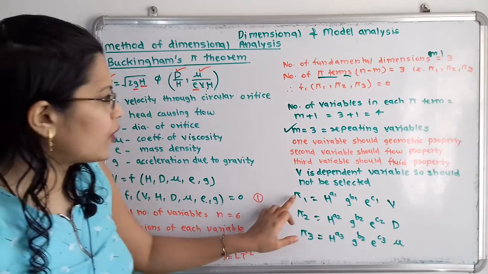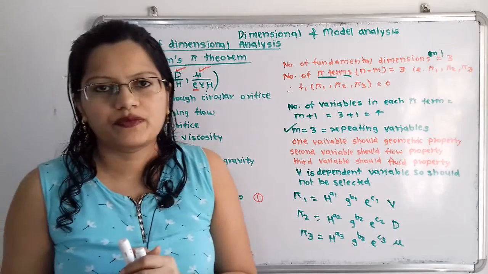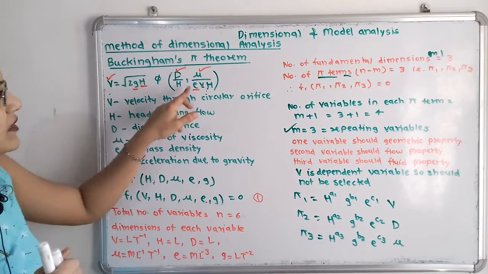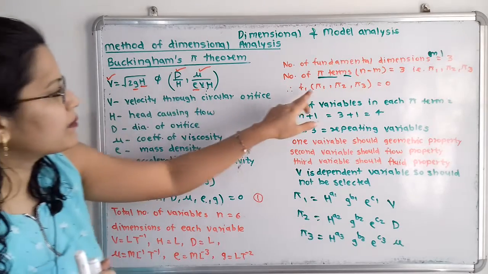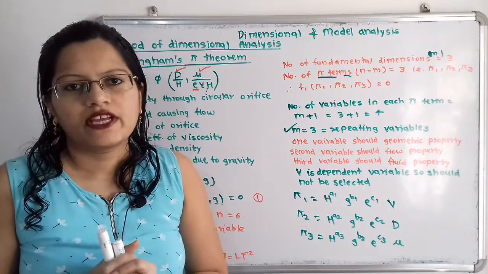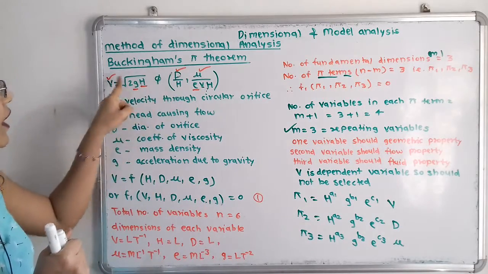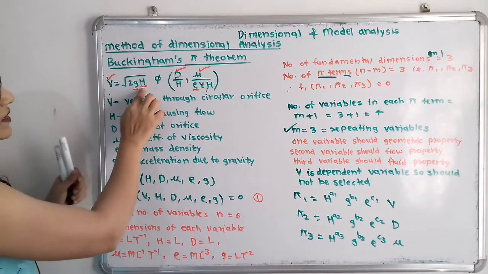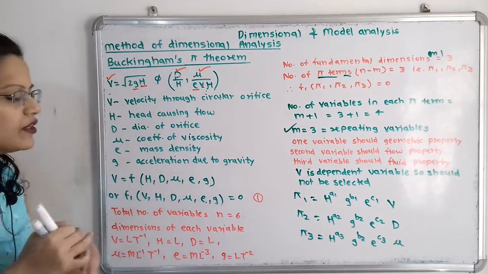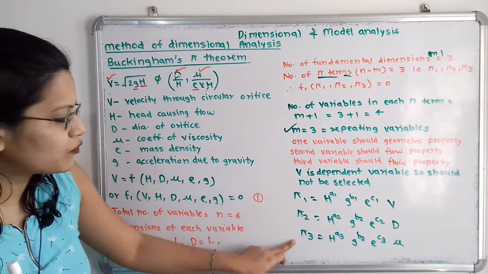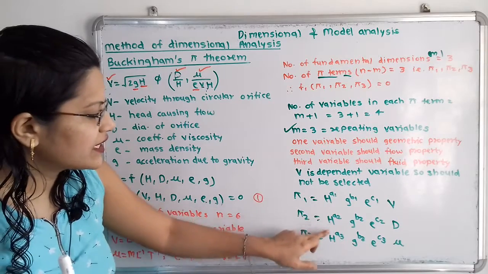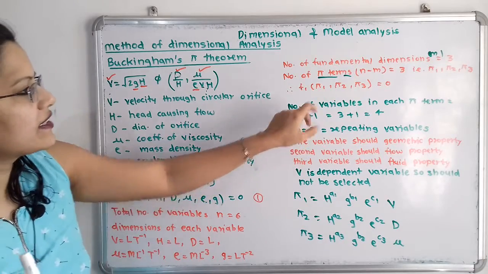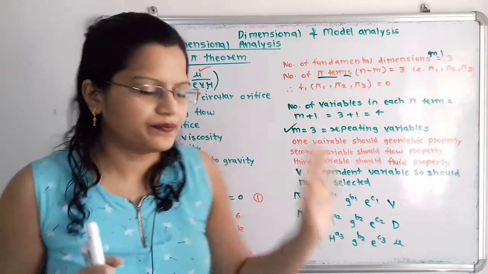Now we have to write the pi 1 term. These three are the repeating variables, and we have to repeat these three variables in every pi term, while the other variables we take only one time in each pi term. So the repeating variables are h, rho and g. Here I will first write pi 1, pi 2, pi 3, then h, h, h, g, g, g, rho, rho, rho. These are the repeating variables, that is m, which is equal to 3.